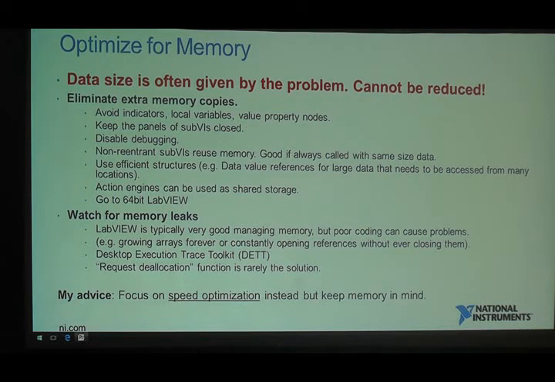There's a Desktop Execution Trace Toolkit that allows you to analyze exactly when the allocations occur, but usually you don't really need that if the code is well written. There's a function, Request Deallocation, and that's really the solution. For example, if you have a non-reentrant sub-VI and you put that in there, then whenever the sub-VI ends, it will deallocate the memory and you call it a nanosecond later with the same array size, it needs to request it again.